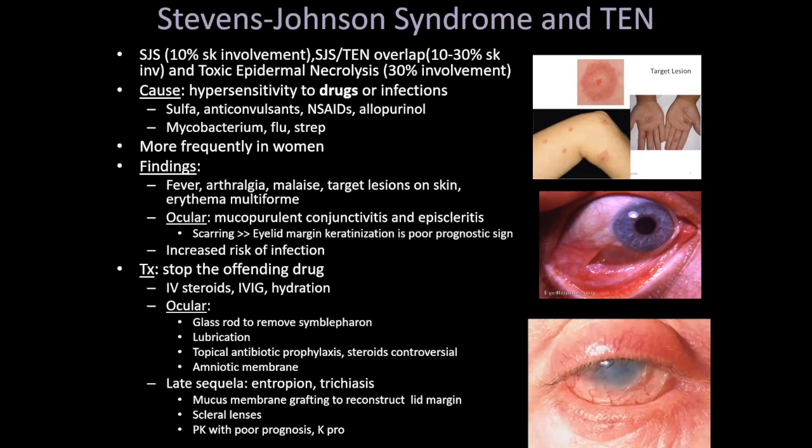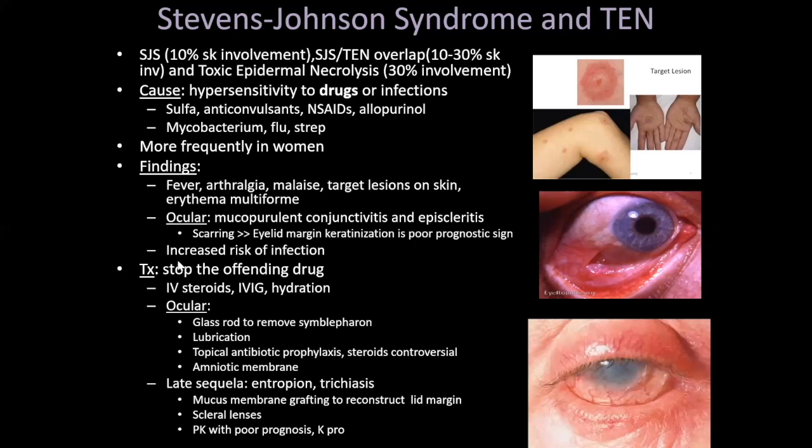Then the ocular manifestations: you have purulent discharge and signs of conjunctivitis. You have episcleritis, episcleral involvement. It tends to be associated, in the medium to long term, with scarring. Then eyelid margin keratinization: the lid becomes keratinized, and that is a very poor prognostic factor in the long term. Now, because both the conjunctiva and the corneal epithelium become unstable in this condition, they are at very high risk. Not only that, even the skin is at very high risk of infections.